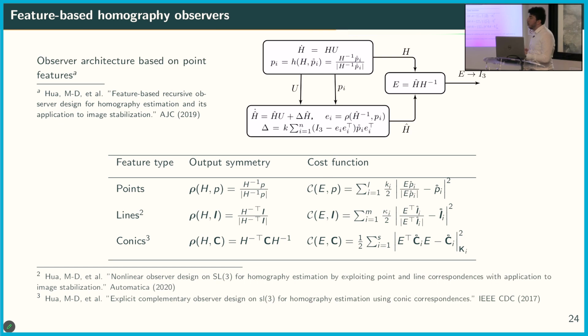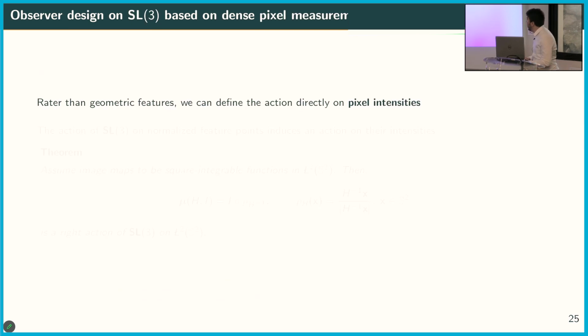So what if we don't want to work with features? What if we want to work with the entire pixel information in the image? One idea is that instead of defining the action on the features themselves, you can actually define it on the intensities of the image.